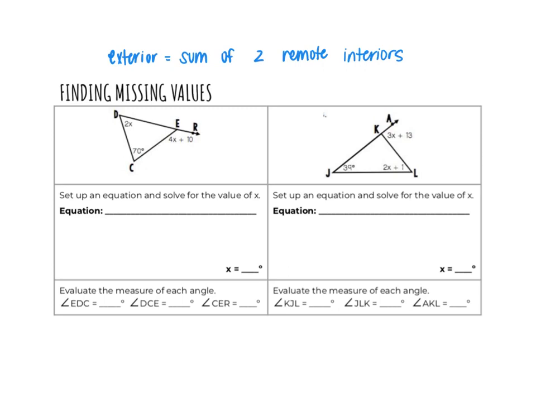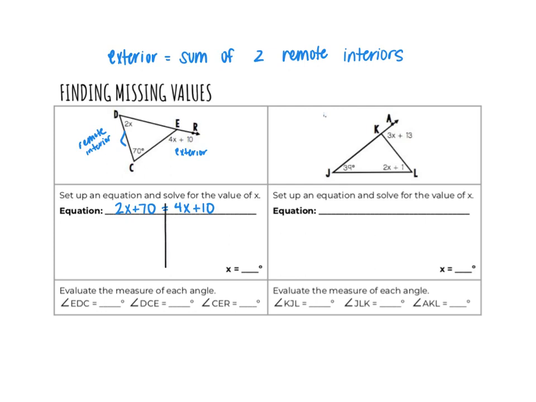So let's go through two examples where we use the knowledge that an exterior angle is equal to the sum of its two remote interior angles by solving for x. So here in this first example, I see that the exterior angle is the expression 4x plus 10, and then the remote interior angles are given to me as 2x and 70 degrees. So what I know is that the sum of those two remote interior angles, so 2x plus 70, is equal to the value of the exterior angle of 4x plus 10. So then it's an equation that I solve for x.